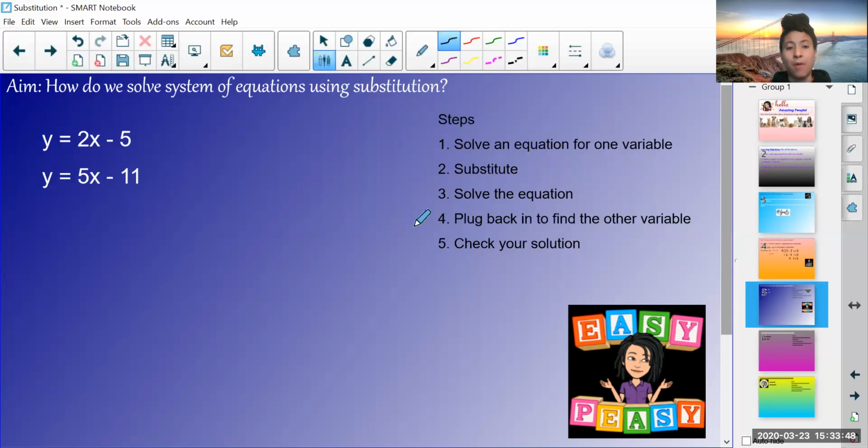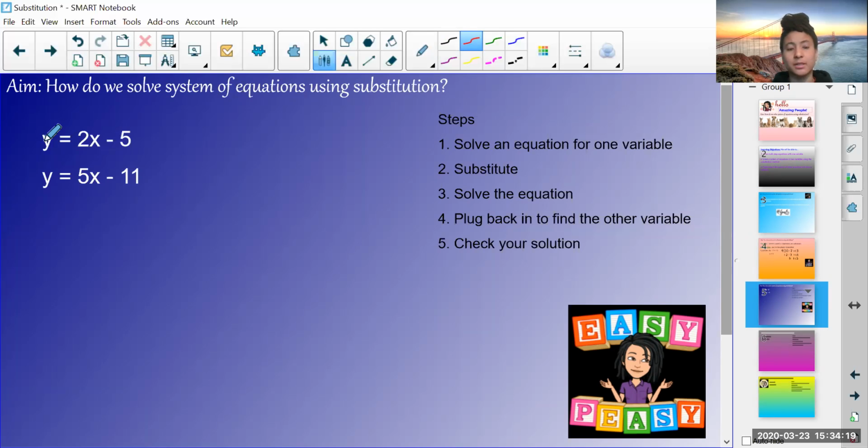So our first system of equations says y is equal to 2x minus 5 and y is equal to 5x minus 11. The first step that we need to do is solve an equation for one variable. But if you notice, both of my equations already have a variable by itself, right? So our next step is to substitute. Does it matter which one we substitute in? Not necessarily. We just want to make sure that we substitute one into the other.